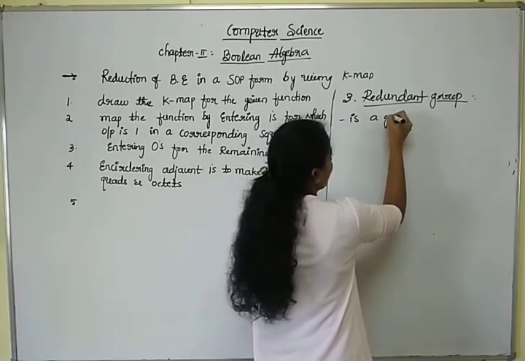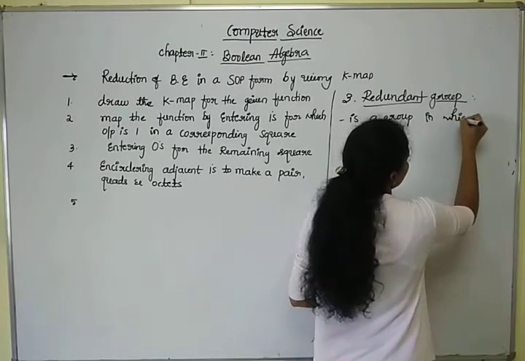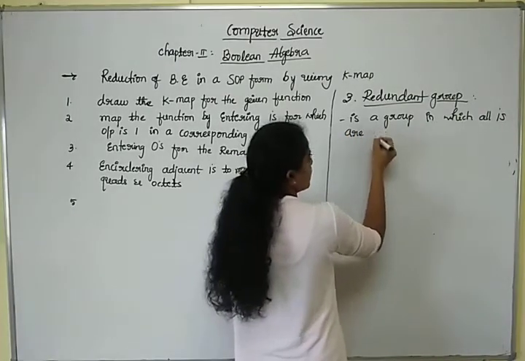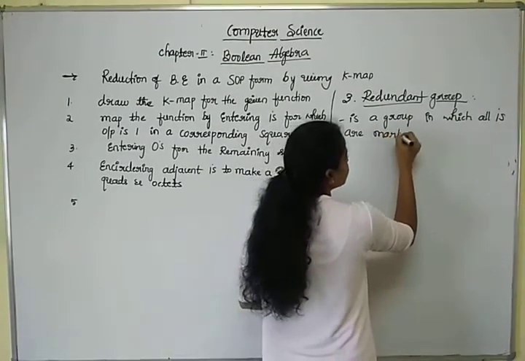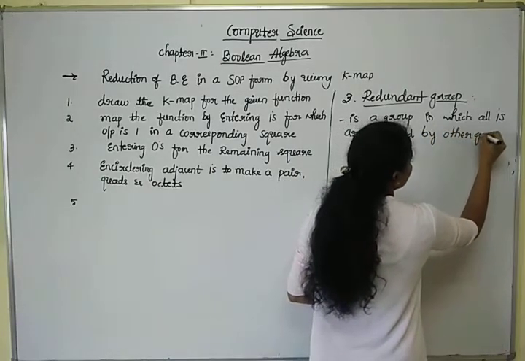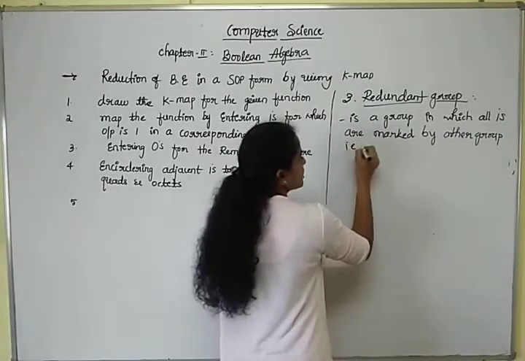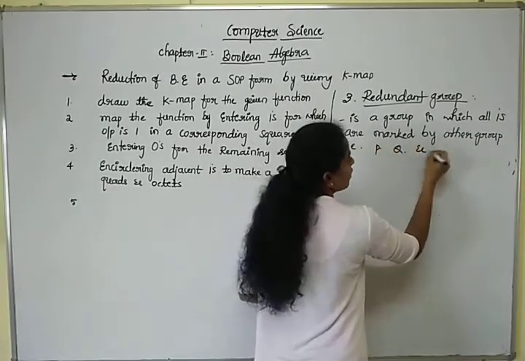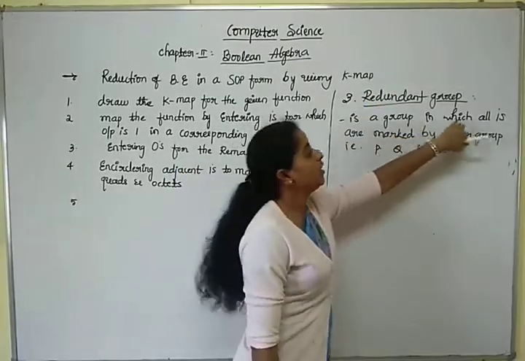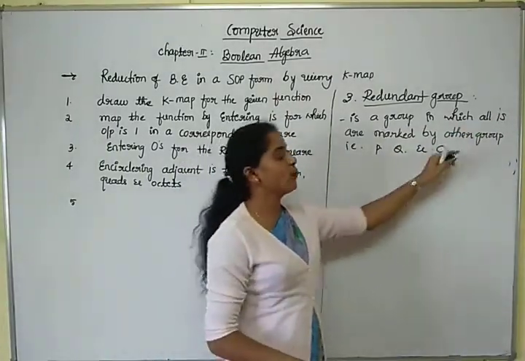A redundant group is a group in which all the ones are marked by another group. That is pair, quads and octets.